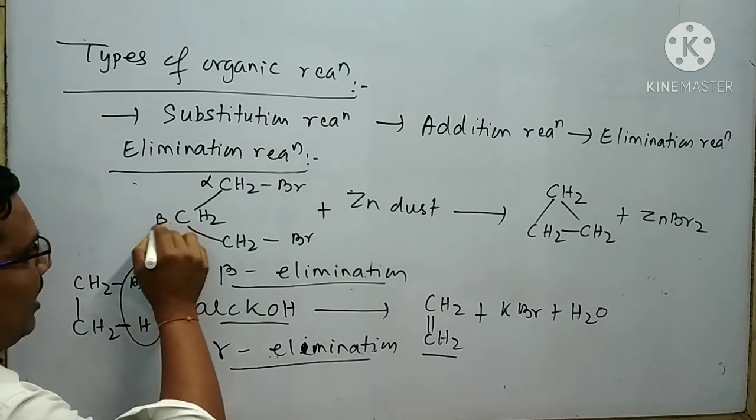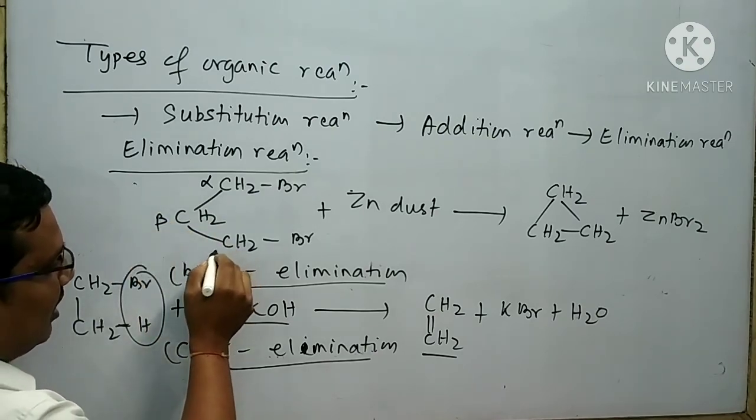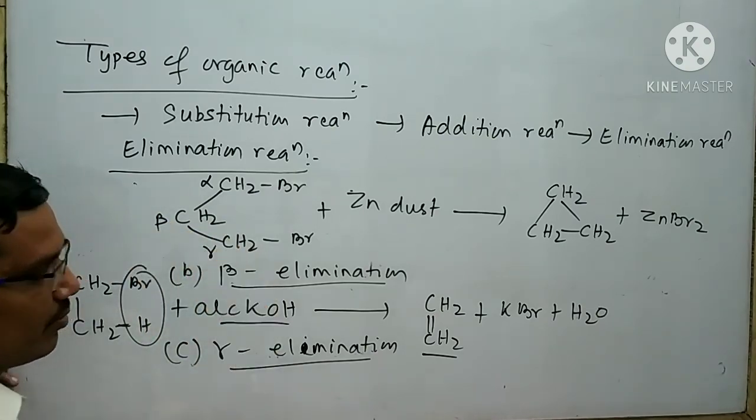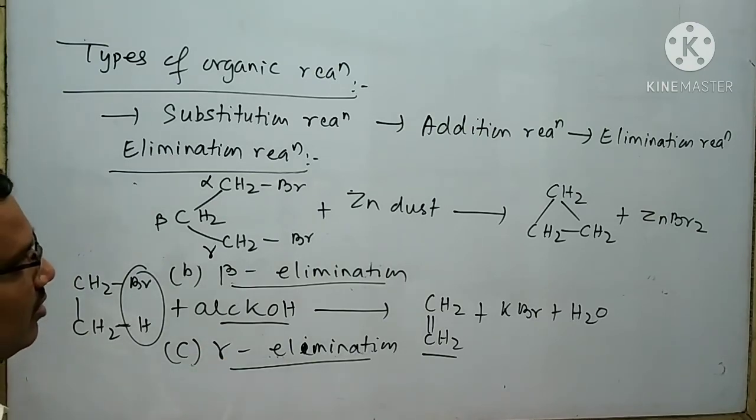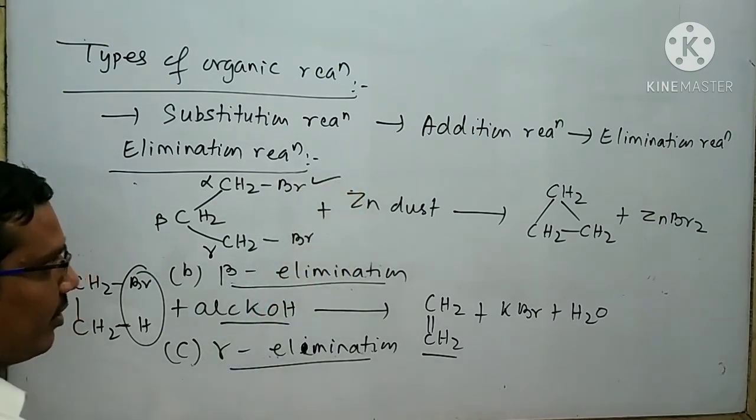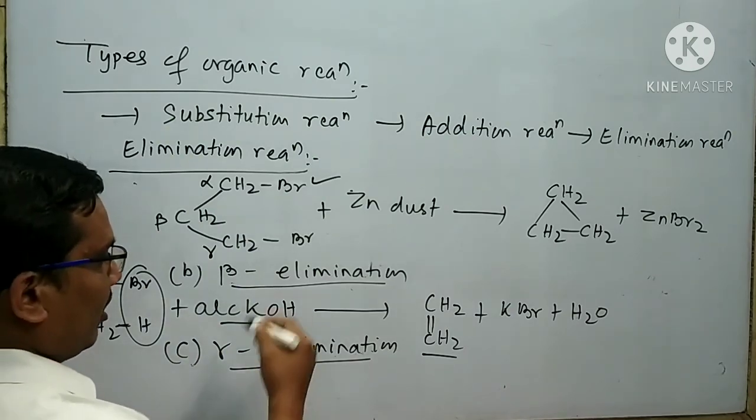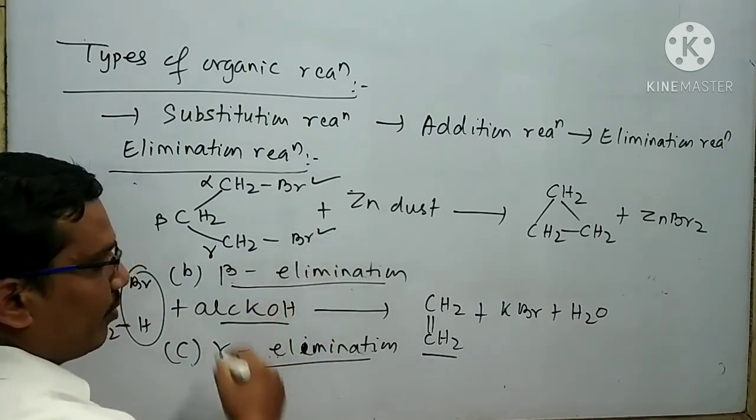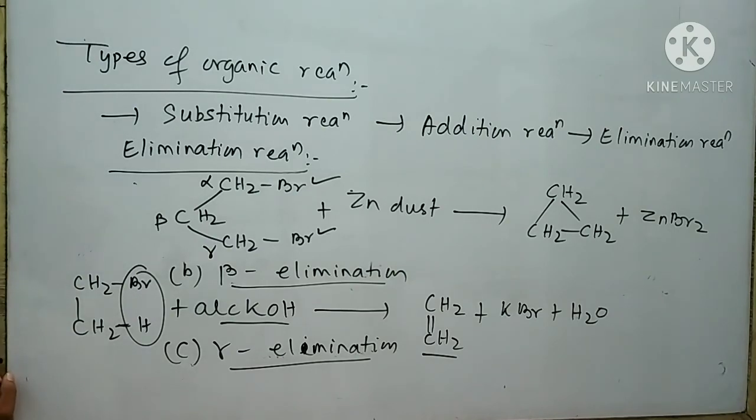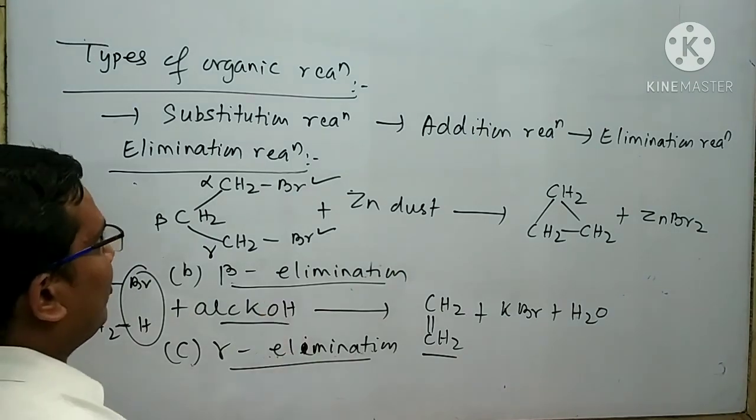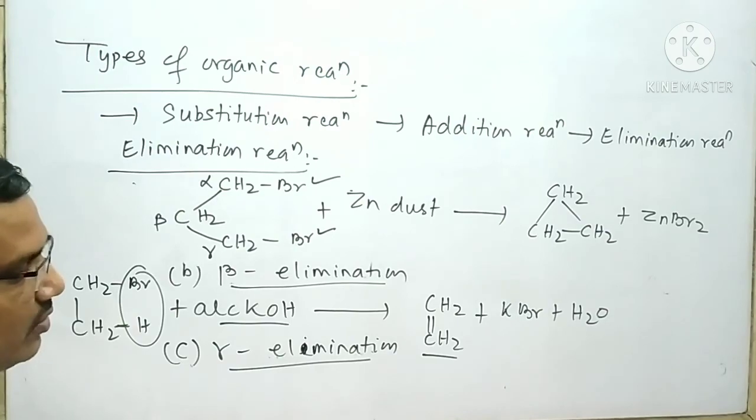Suppose this is your alpha carbon, then this is said to be beta carbon, then this carbon is said to be gamma carbon. Look at that, in this reaction, one bromine atom is removed from the alpha carbon and another bromine atom is removed from the gamma carbon atom. So this type of reaction is called gamma elimination reaction.